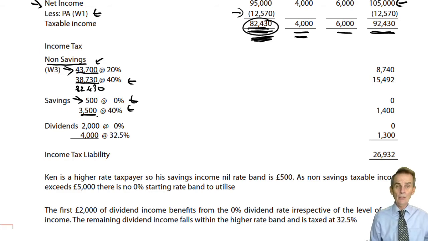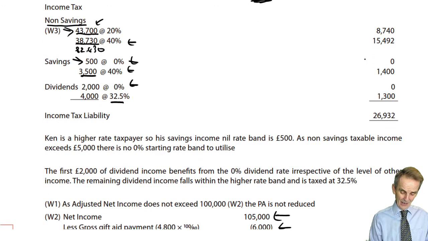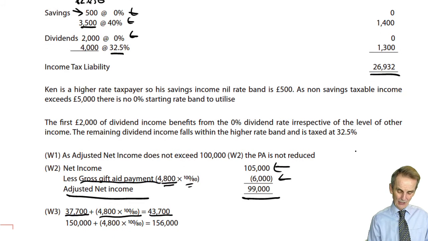The dividend income, it doesn't matter what band of income, taxable income that is in, there's always 2,000 at 0%, the dividend income nil rate band, but it does mean that 4,000 does fall in the higher rate, and that higher rate is 32.5%. Lots of figures of tax to compute there to bring you to hopefully your income tax liability that appears here to be 26,932.